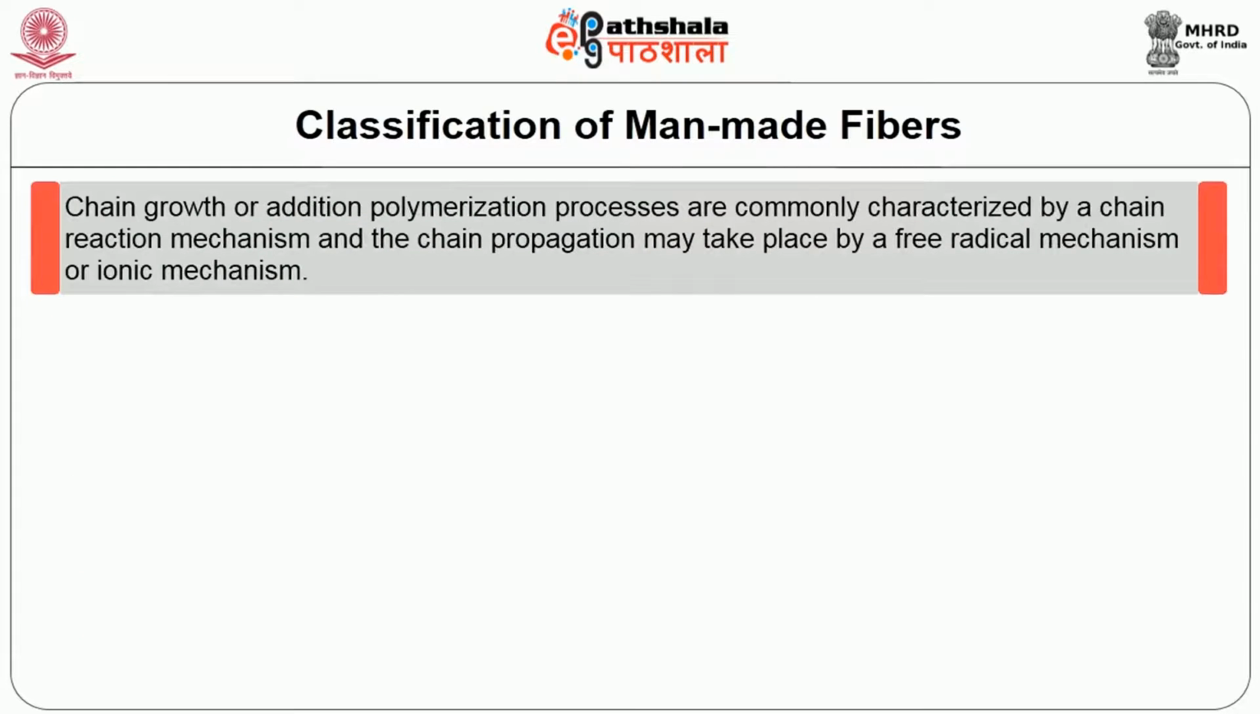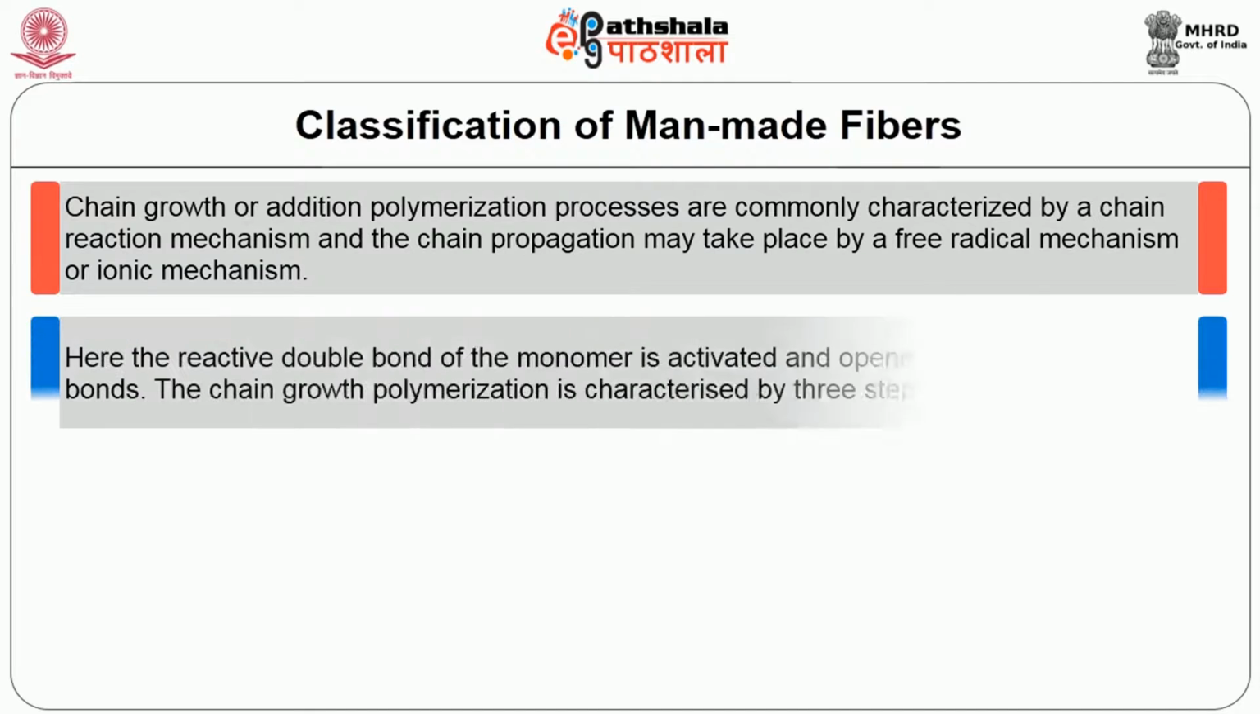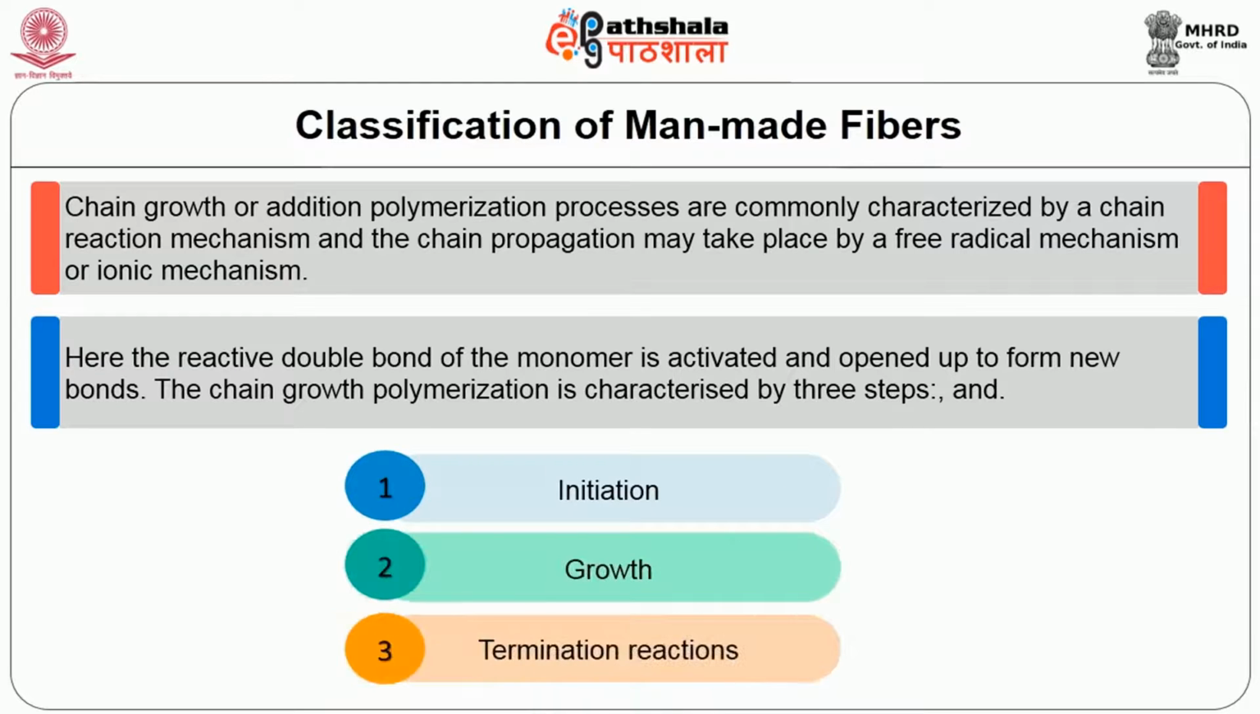Chain growth or addition polymerization processes are commonly characterized by the chain reaction mechanism, and the chain propagation may take place by a free radical mechanism or ionic mechanism. Here, the reactive double bond of the monomer is activated and opened up to form new bonds. The chain growth polymerization is characterized by three steps. That is the initiation process, the growth of the polymer, and the termination reaction of the polymer.